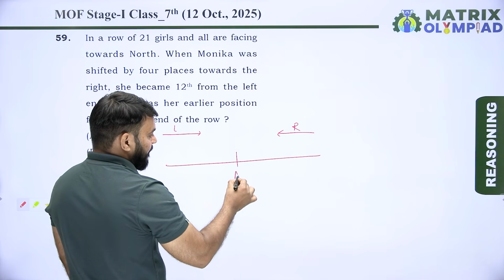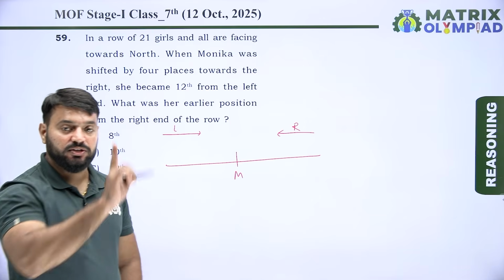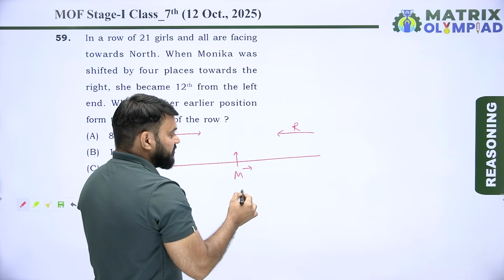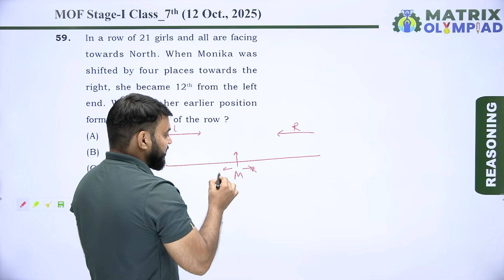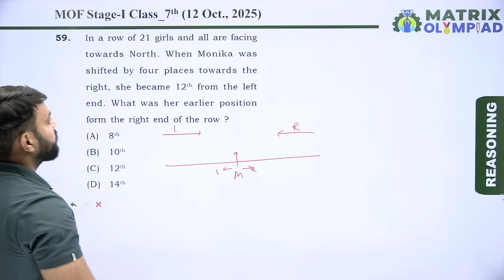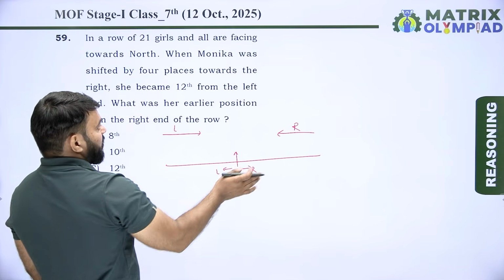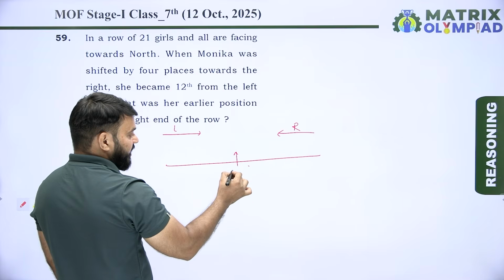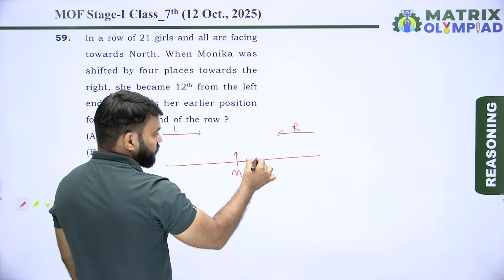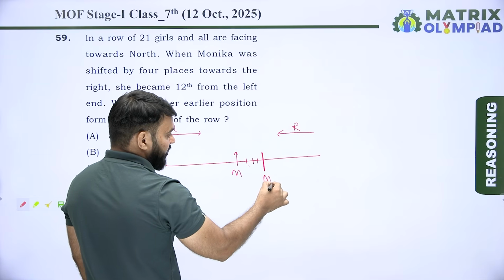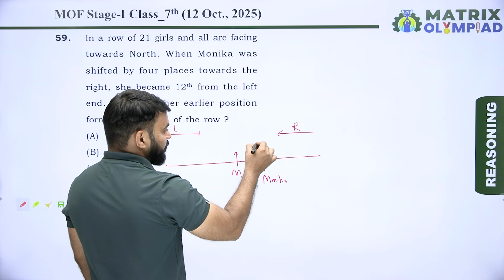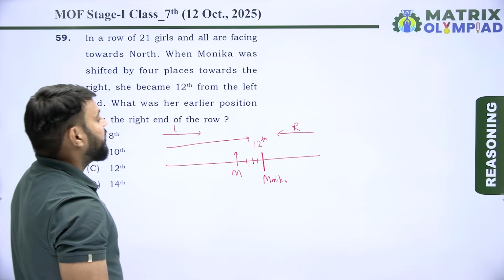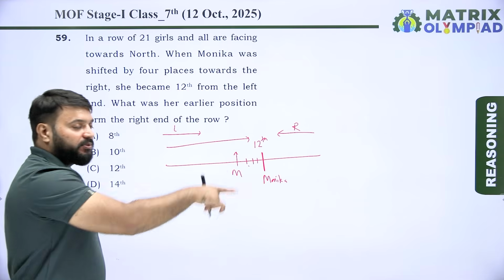Here is Monica. Let's suppose here is Monica and Monica is facing towards the north. So it means this is the right direction of Monica and this is the left direction of Monica. Now Monica was shifted by 4th place towards the right. So it means 1, 2, 3 and 4. Here is Monica now. And the position of Monica is 12th from the left. So the new position of Monica from the left is 12.